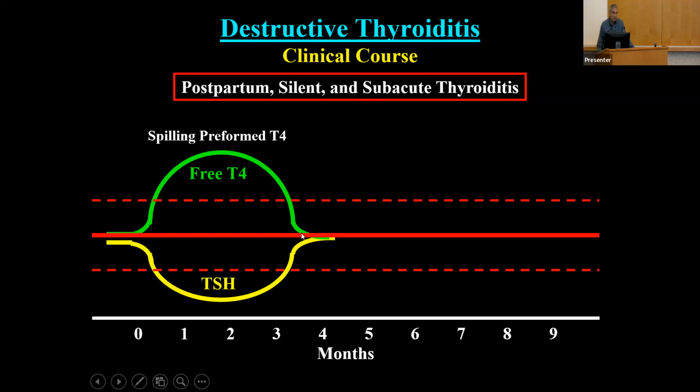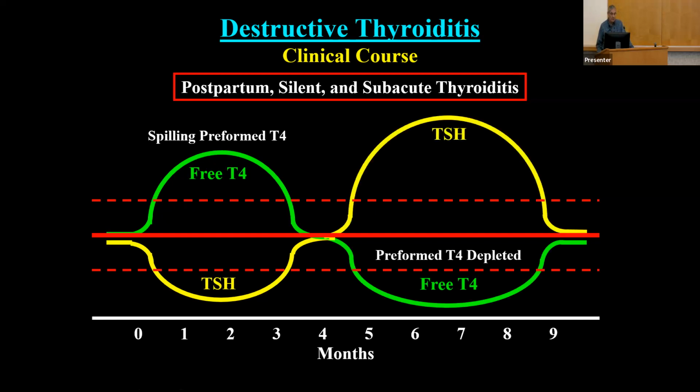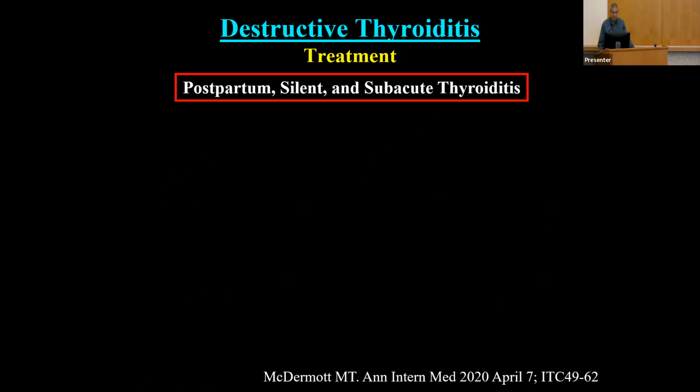But after about 3 months or less, the gland becomes depleted. It's not making any more thyroid hormone, and it's now spilled out everything it's made, so the T4 becomes low and the TSH becomes high. So there's really a triphasic course. There's a thyrotoxic phase, followed by a hypothyroid phase, and then about 75% of people go back and become euthyroid again. So how do we treat these types of thyroiditis?